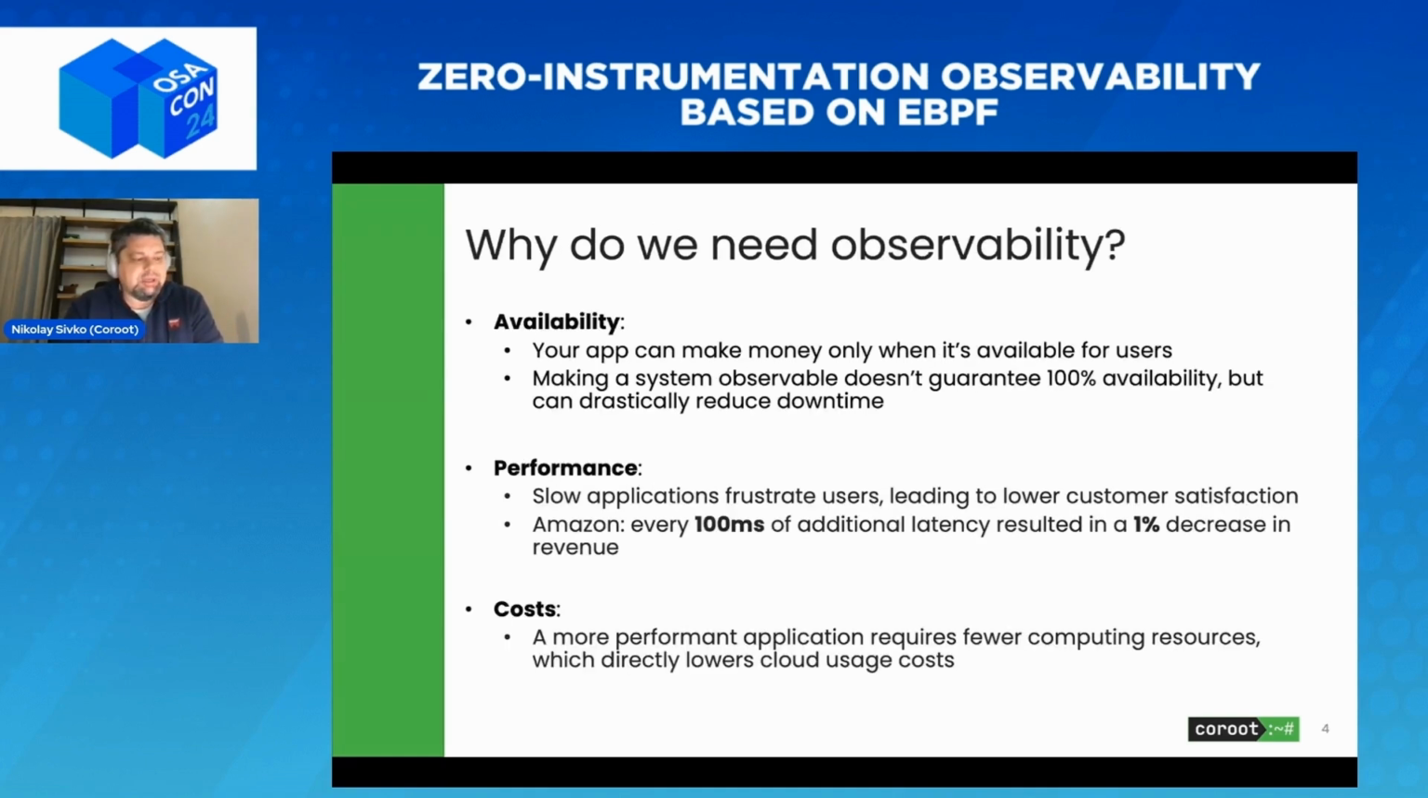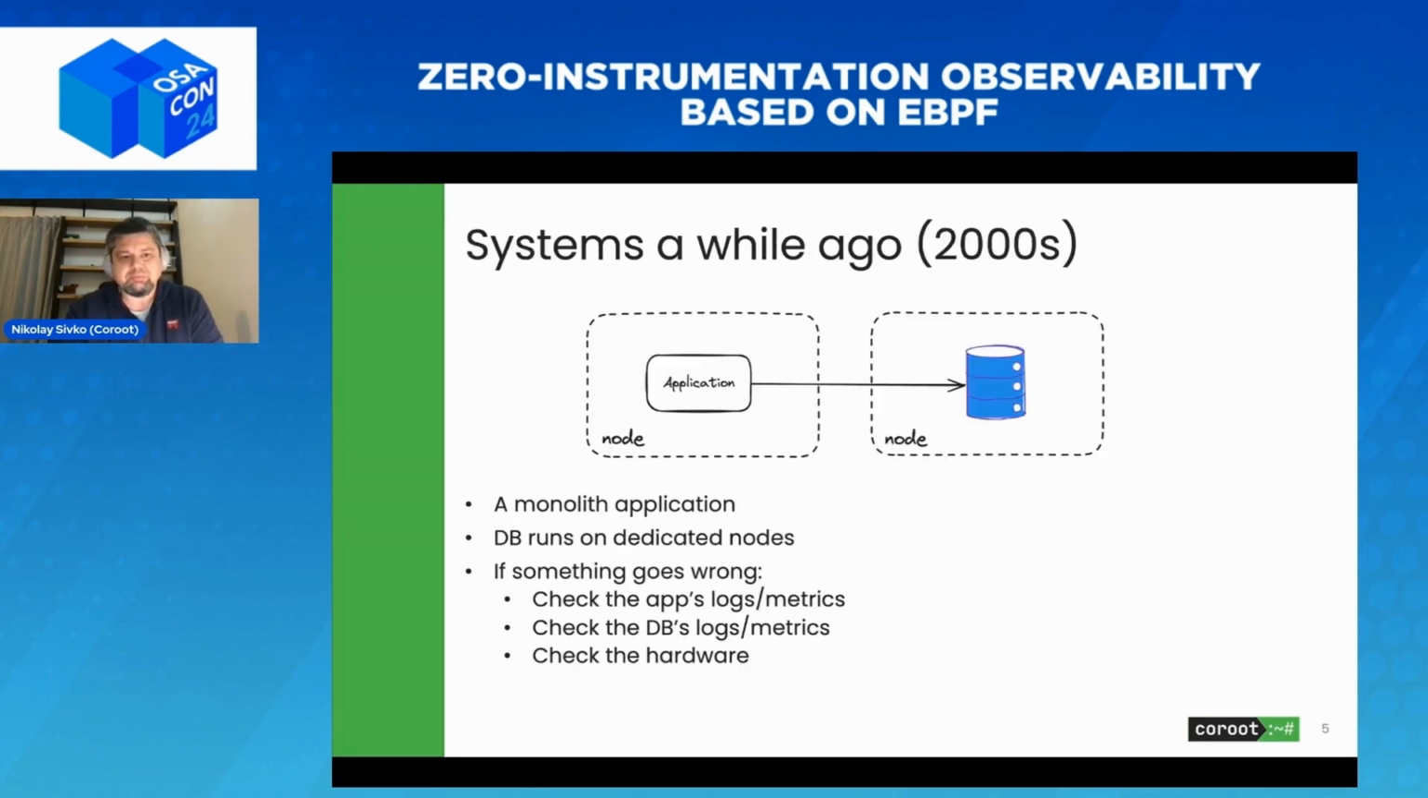And why do we need observability? The first one is availability. We can run our business based on our app or website, but it can make money only when it's available for users. The second thing is performance. We should control performance, such as application latency, because there is a lot of research that highlights that application latency can affect even revenue. And the last thing is cost. As your application becomes more performant, it requires fewer resources, and any significant performance optimization can reduce your cloud costs.